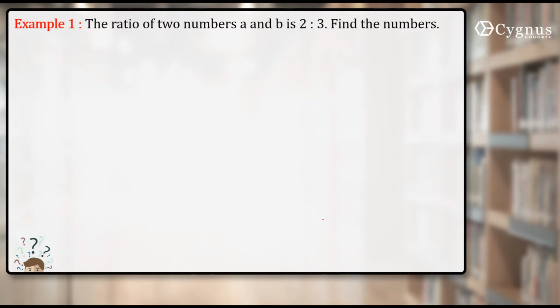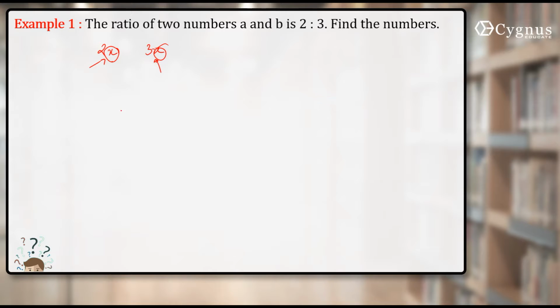The ratio of two numbers A and B is 2 to 3. Find the numbers. Now the first number and second number, their ratio is given. So can we say if the first number is 2x, second becomes 3x? Yes or no? Now can you give me the answers of these two values, 2x and 3x? No. Why? Because you don't know the values of this variable x. You don't know the values here.